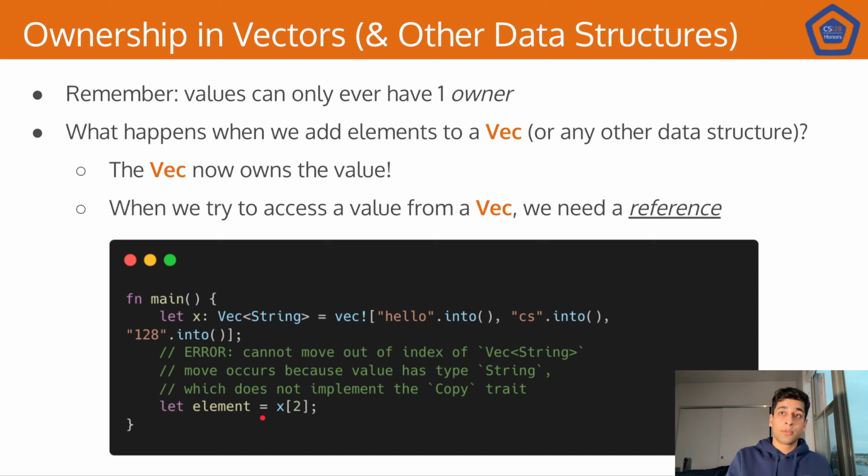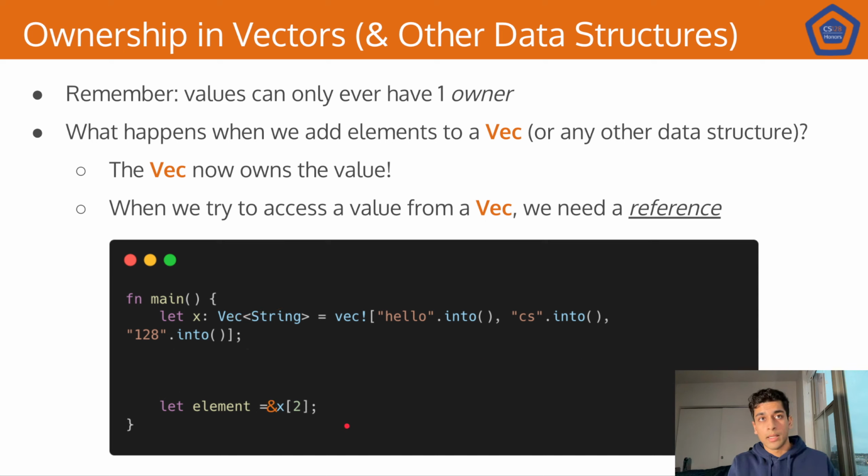You will be able to with primitive types, though, I should note. If you have a vector of integers, you will be able to use this statement, let element equals x bracket 2, because primitive types do implement the copy trait. You're able to copy primitive types, and so you can have this statement, let y equals x. But in this case, we're trying to move ownership of a string from the vector to the element, and that is not okay. Again, we can fix this by just adding in an ampersand, borrowing that piece of data, and our compiler error goes away.